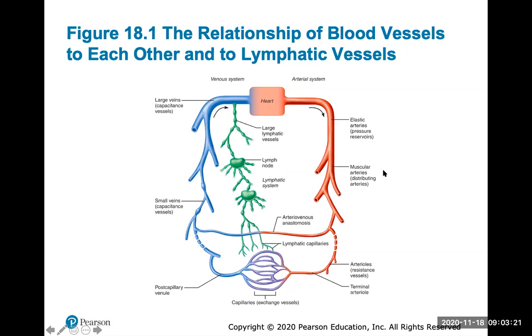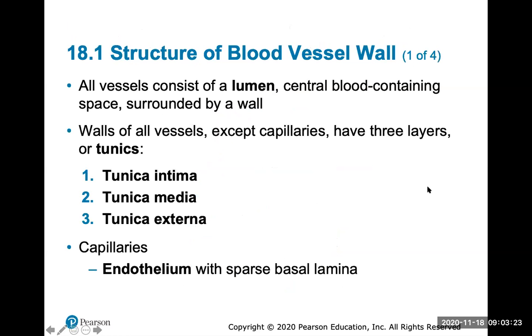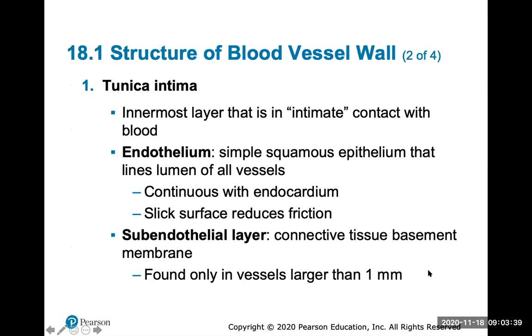All vessels consist of a lumen, that's the central blood containing space surrounded by a wall. And walls of all vessels except the capillaries have these three layers or tunics: the intima, media, and externa. The capillaries just have an endothelium with sparse basal lamina.